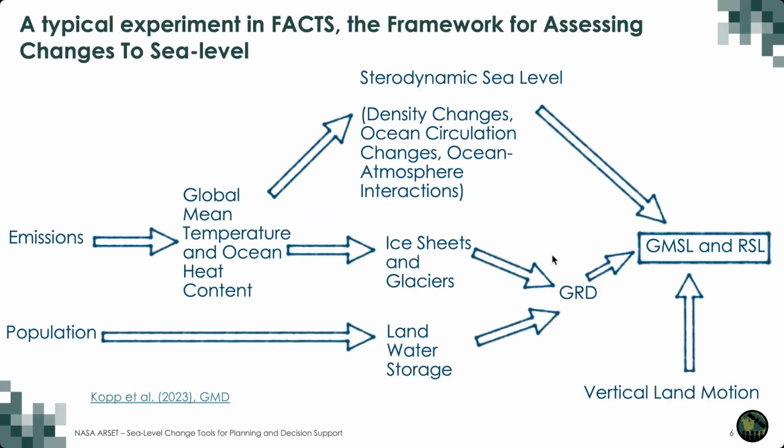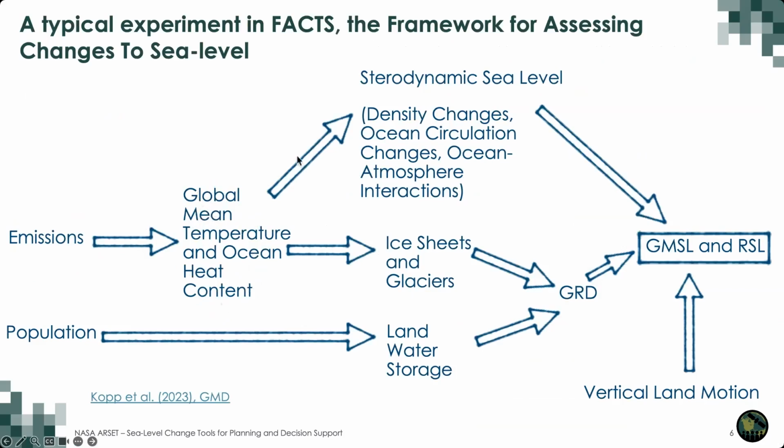Now, in the IPCC, we used a framework which is developed with support from the NASA Sea Level Change team called FACTS, the Framework for Assessing Changes To Sea-level. And this is a framework for drawing together models representing different portions of that diagram I showed you earlier to produce integrated projections of global mean sea level change and local relative sea level change. And so briefly, I'm just going to walk you through this flowchart. So we start over here with emissions. Emissions drive changes in climate, which are reflected in variables that we emulate, such as global mean temperature or the total amount of heat stored in the ocean.